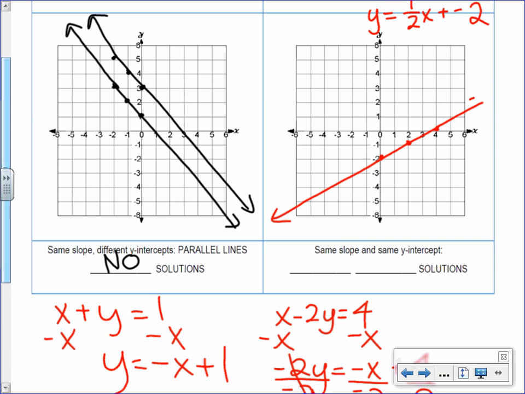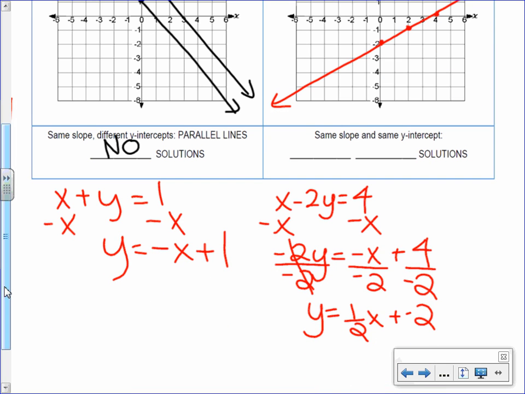Any number is going to be a solution. It's the same line. They intersect the entire time. So we say this has infinitely many solutions. In other words, every number is going to work.